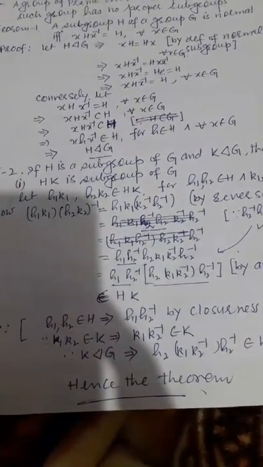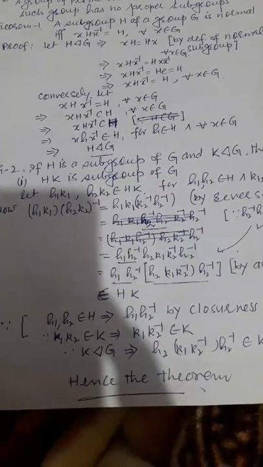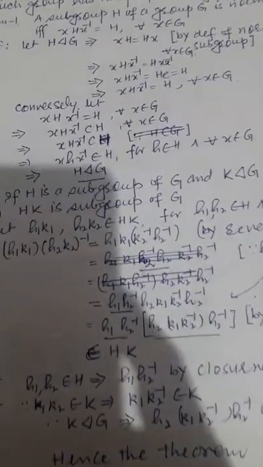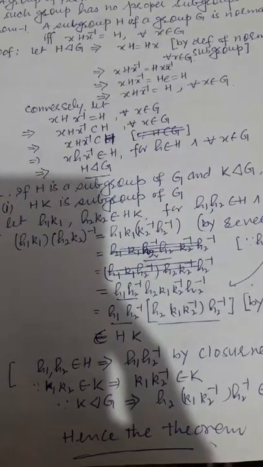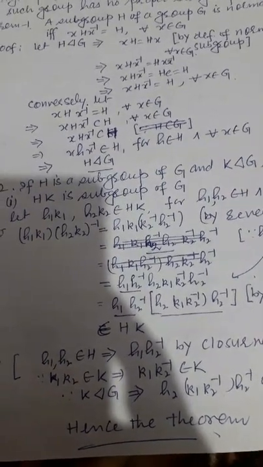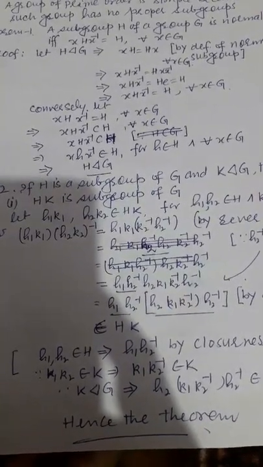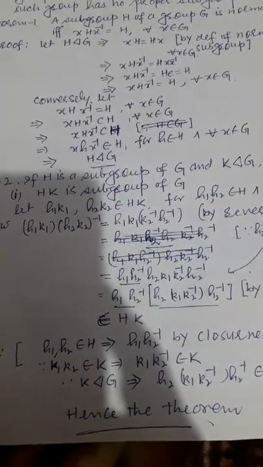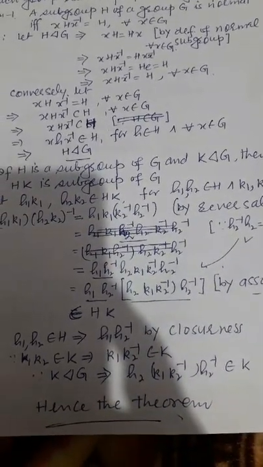A subgroup H of a group G is normal if and only if xHx inverse equals H for all x belongs to G. In an if and only if statement there are two parts, before and after. So let us first consider H to be normal. It means the left coset of H in G is the right coset of H in G by the definition of normal subgroup. So xH equals Hx for all x belonging to G.